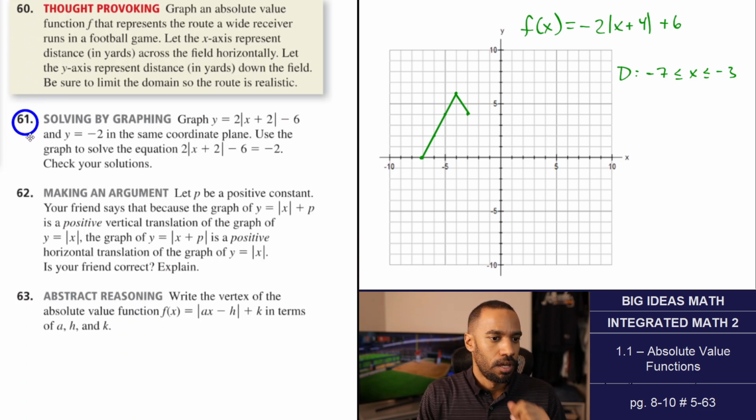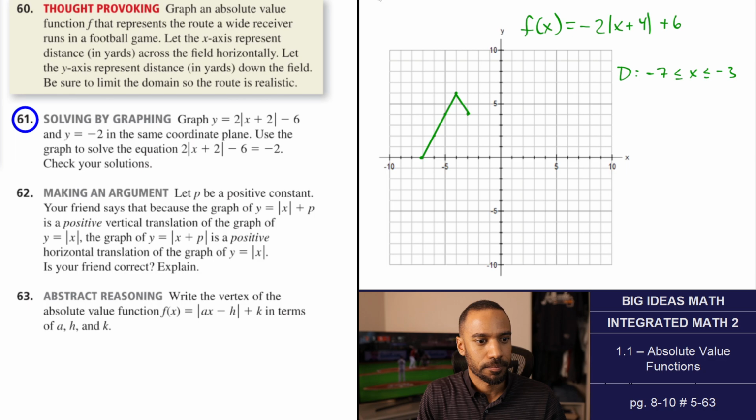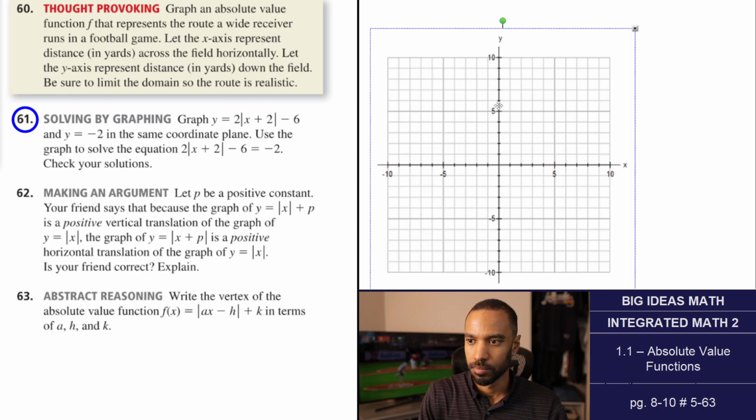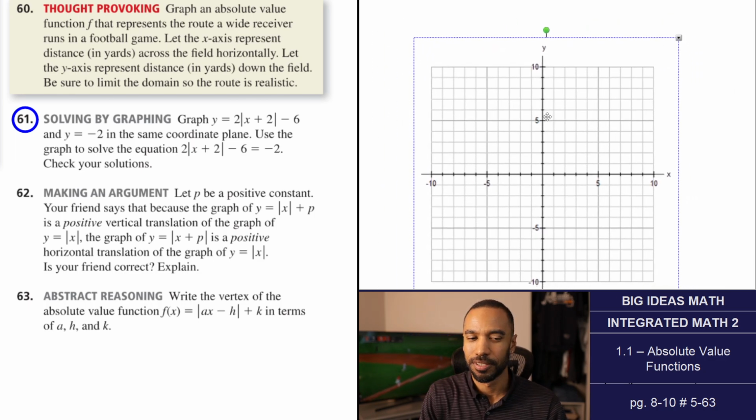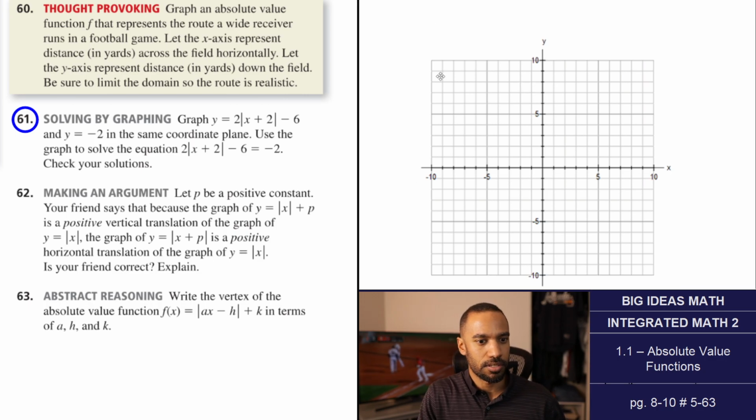3 more. Excuse me. All right, graph. Number 61, graph y equals 2 times the absolute value of x plus 2 minus 6 and y equals -2 in the same coordinate plane. Use the graph to solve the equation to check your solutions.